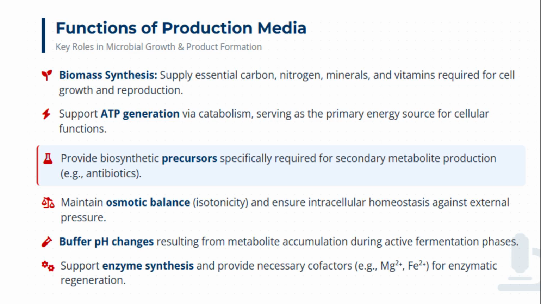Sixth, it influences morphology in filamentous organisms such as fungi and actinomycetes, which can strongly affect oxygen transfer and productivity. Finally, production media also affects downstream processing because some media components may make filtration, centrifugation, purification, or product recovery easier or more difficult. So, the right medium does not just feed the microbe, it shapes the whole process.